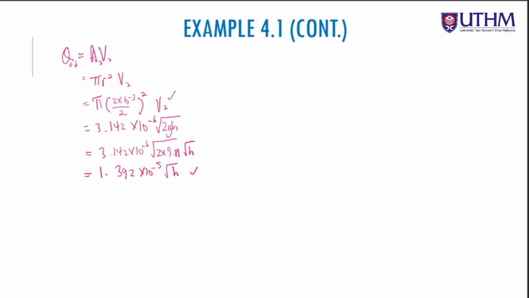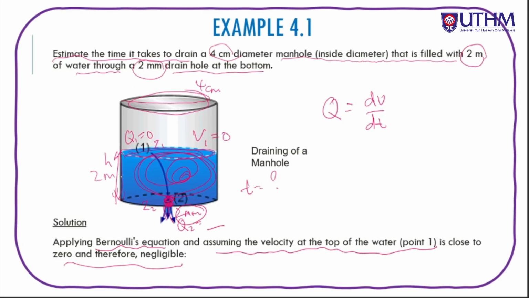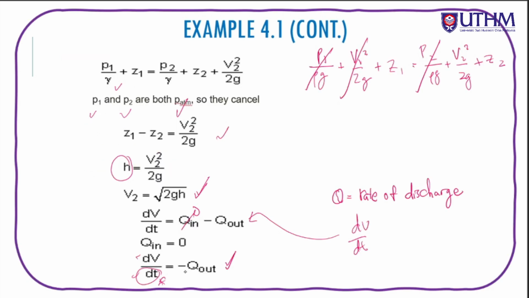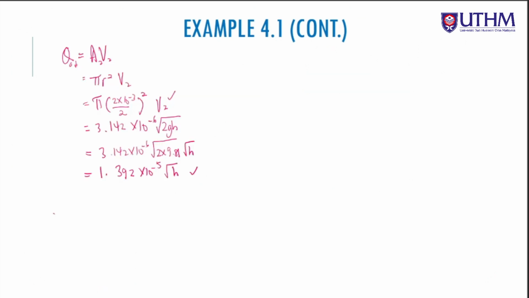Sebab H tu kita tak tahu. Sebab H ni tengah bergerak ni, memanglah tinggi dia 2 meter, tapi H ni actually tengah bergerak, dia nak habiskan. So dia berbeza ikut masa. Okay, so kita nak tahu nanti bila H equals to 0, berapa time dia kan. So apa kita buat, kita tahu daripada sini tadi dia kata apa, dv over dt equals to minus q out kan. So dv over dt is actually minus q out, ataupun sama dengan minus yang kita dapat ni tadi lah, 1.392 times 10 to the power of minus 5 square root of H.